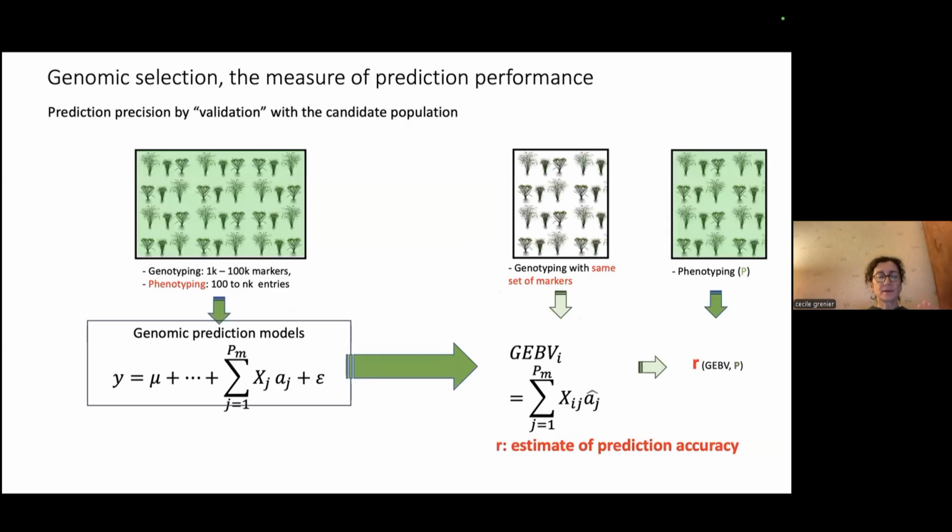I may just go directly to the example. This is also the estimation of the precision of the prediction using a candidate population to validate the prediction model. So once we have estimated the genomic estimated breeding value, we may still phenotype to validate the accuracy of prediction by calculating the correlation between the GEBV and the true phenotypic information, so that we can make a robust assessment of the robustness of our model.